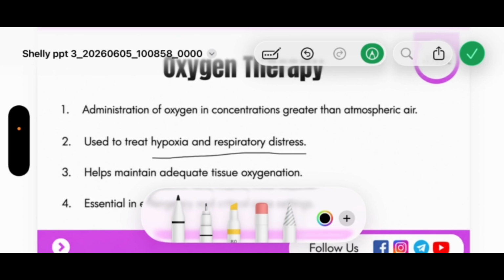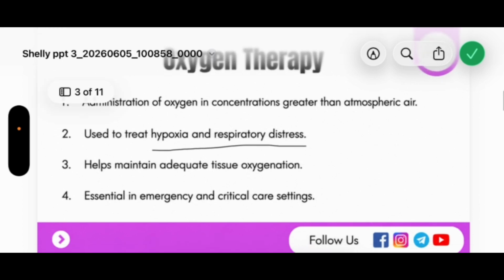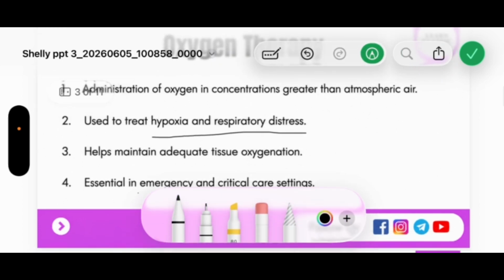It also helps to maintain adequate tissue oxygenation, and it is essential in emergency and critical care settings, like in the ICU, OT, and emergency wards. Okay.